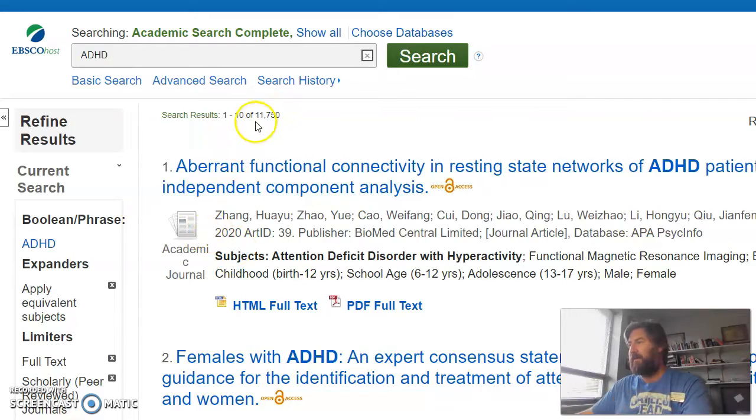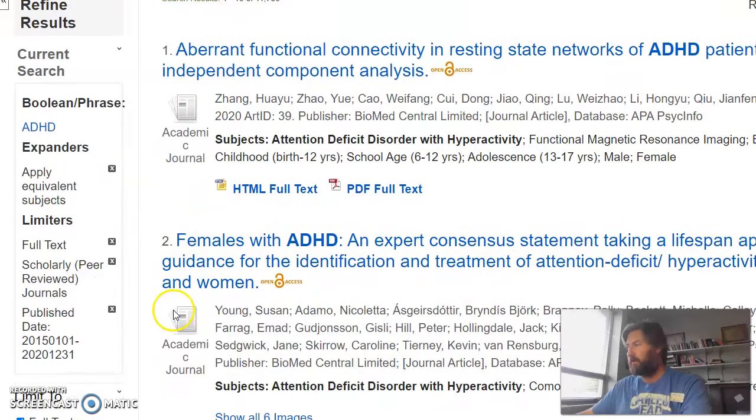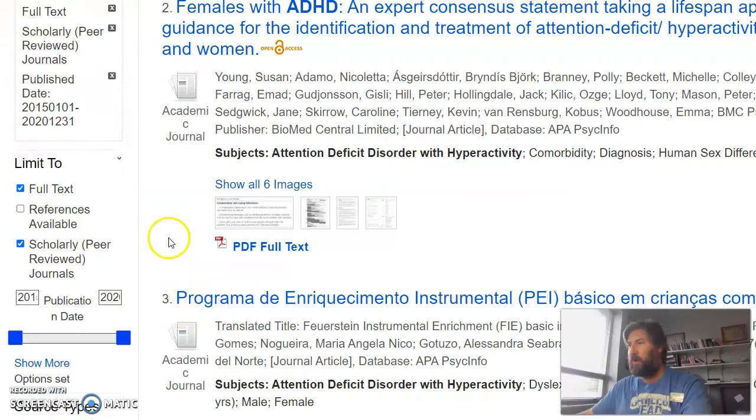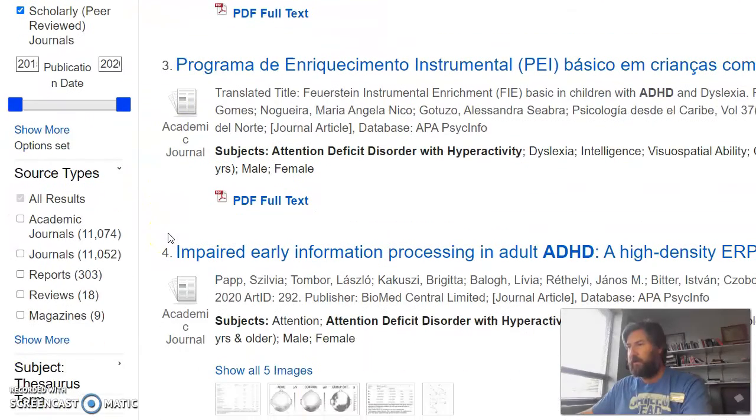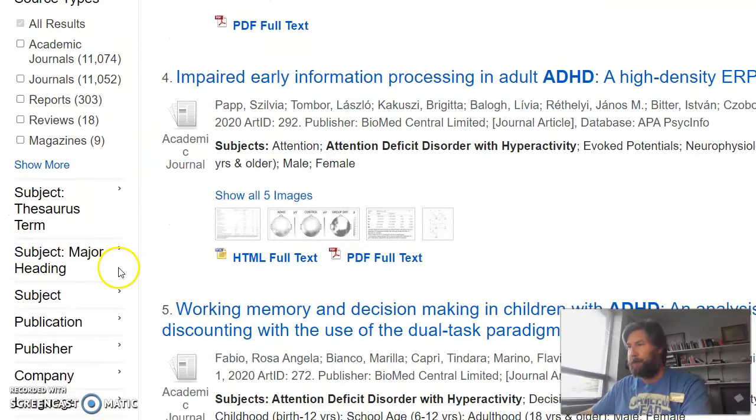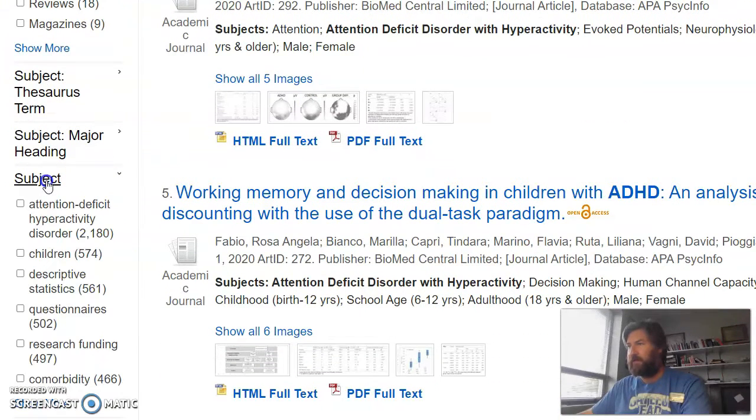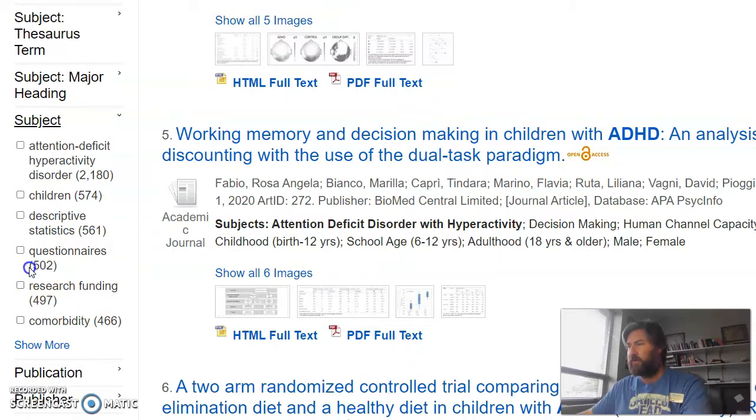So now I'm still at like 11,000 search results, and that's way too many for me to feasibly look through. So I'm going to see if there's anything else I can limit it by. Maybe subject. There's 2,000 on attention deficit hyperactivity disorder, which is what the acronym is. Maybe this one is children. Descriptive statistics, questionnaires, research funding, comorbidity.